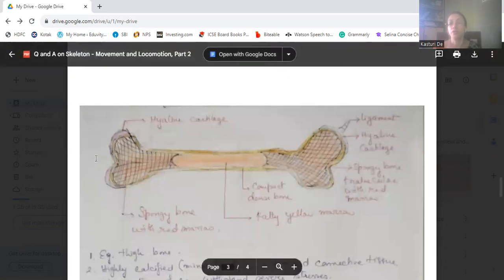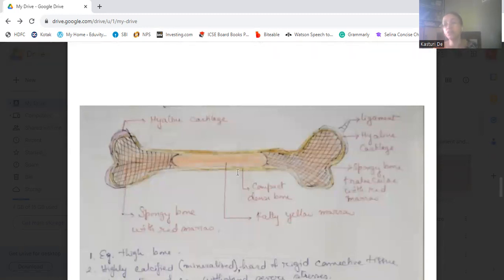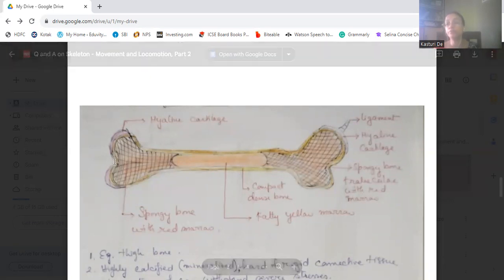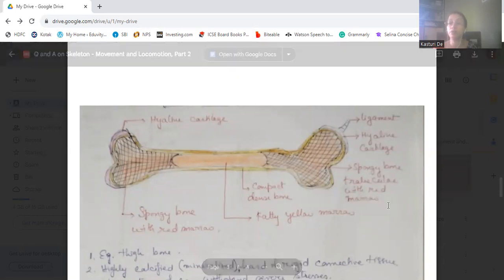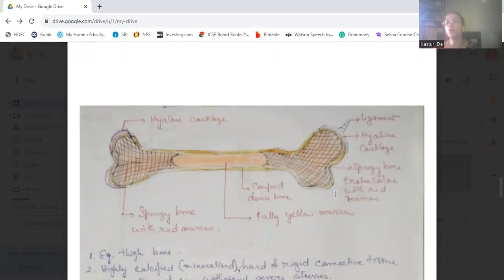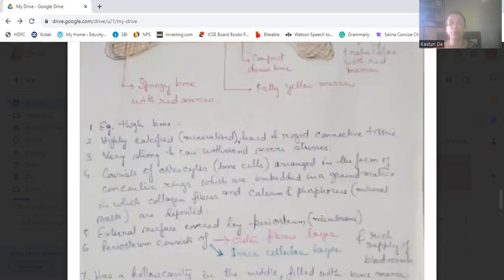Now, in the middle of the bone, we have compact, dense bone, and that has fatty yellow marrow. And on the sides, near the head of the bone, we have the spongy bone, and it has the red bone marrow. The spongy bone has the red bone marrow, and the middle one has the fatty yellow marrow.